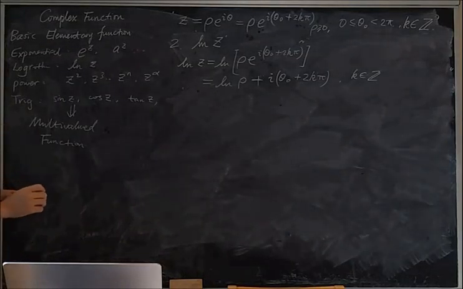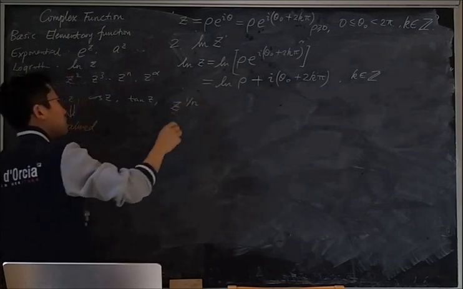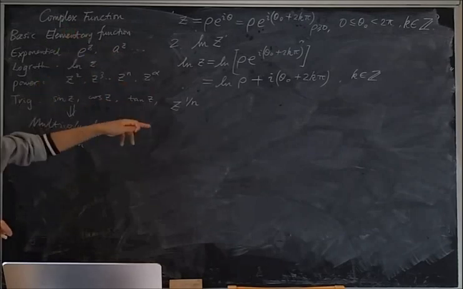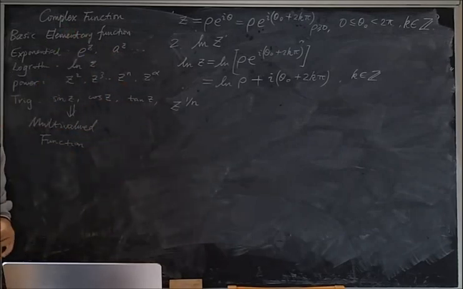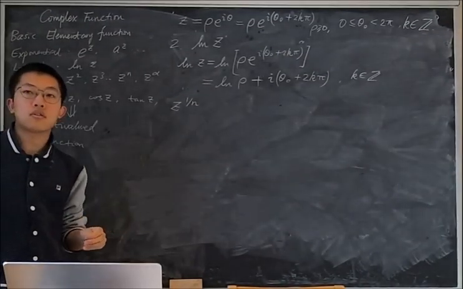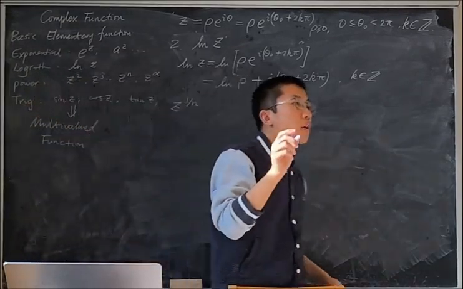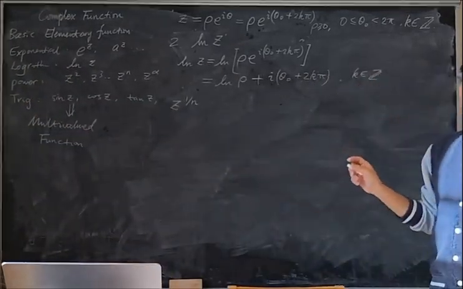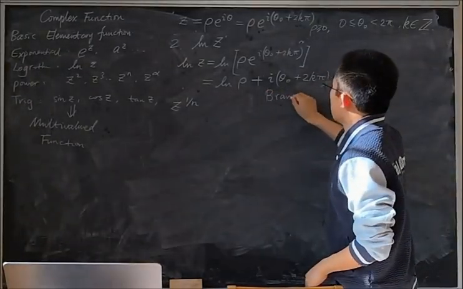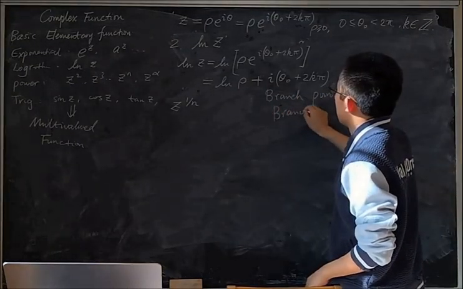Okay? So for the case of ln z and the previously mentioned case of z to the power 1 over n, these are the two types of multi-valued functions in terms of the basic elementary functions. Of course, if you construct more complicated functions, then there are tons of other multi-valued functions. So for multi-valued functions, there are two important concepts. One is called the branch point. The other is called branch cut.